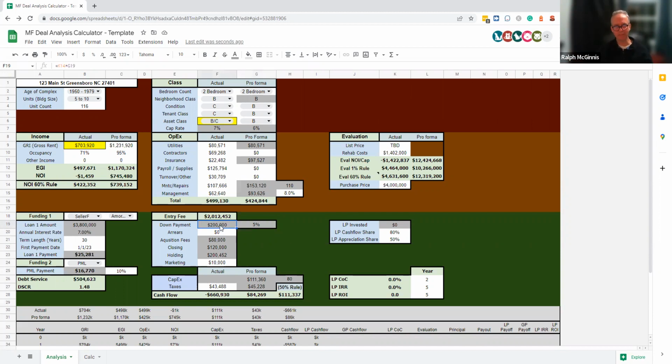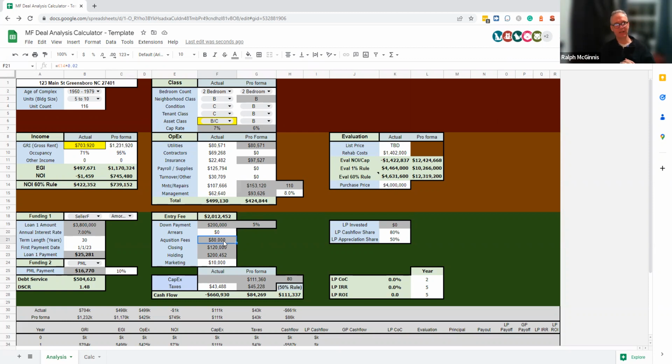So here's the down payment. Then you have anything in arrears. Anything that they're behind on for taxes, for their loan payments, this is where you put all the arrears money. Then acquisition fees. Your acquisition fees could be realtor fees, or it could also be wholesale fees.